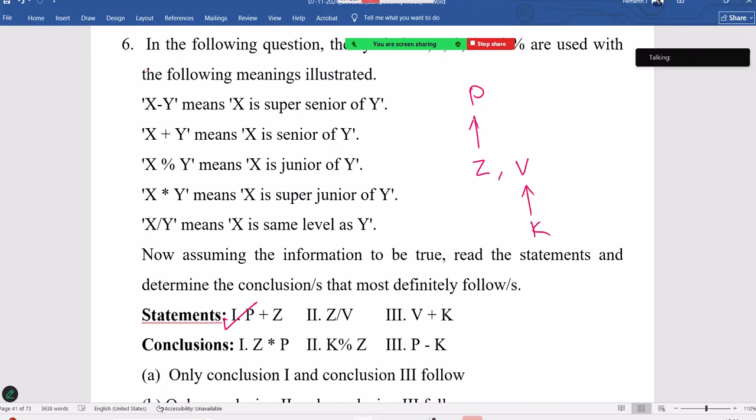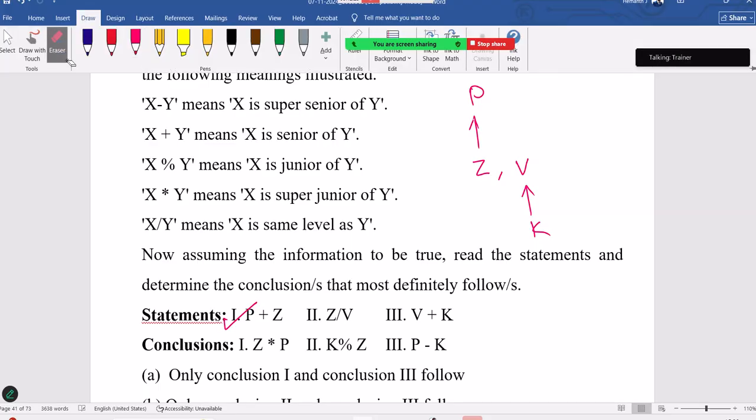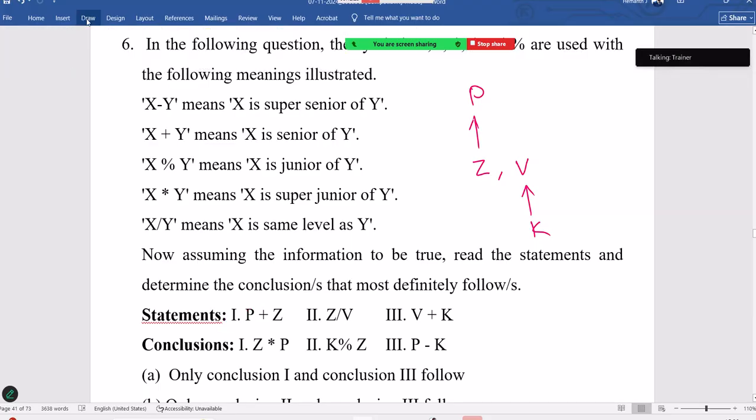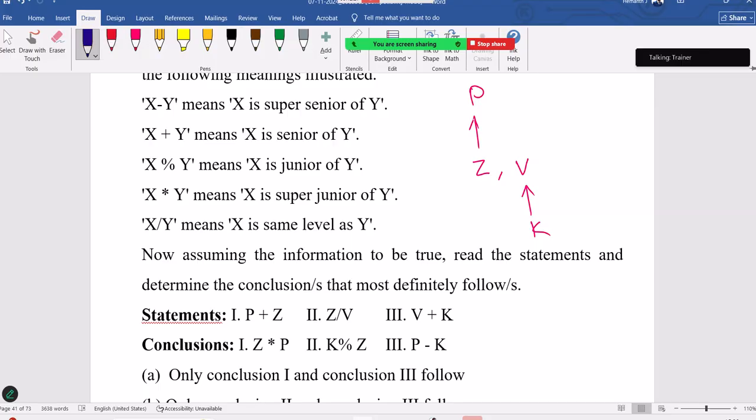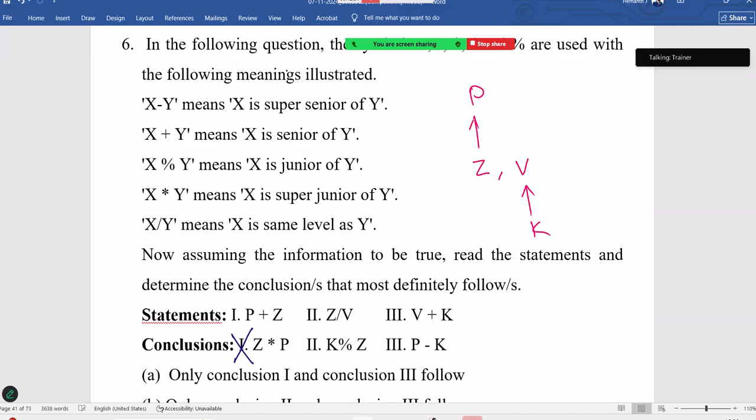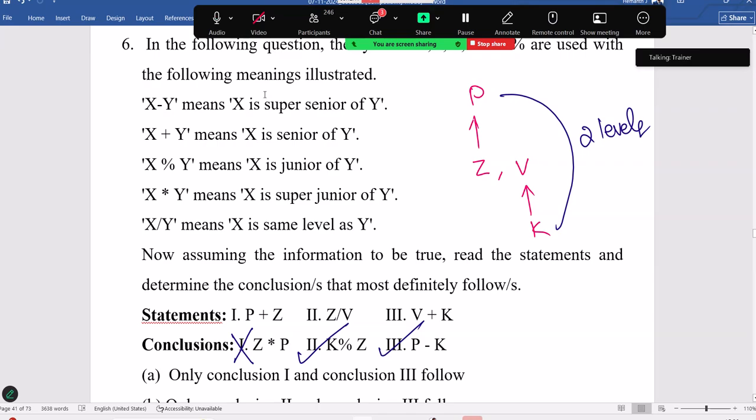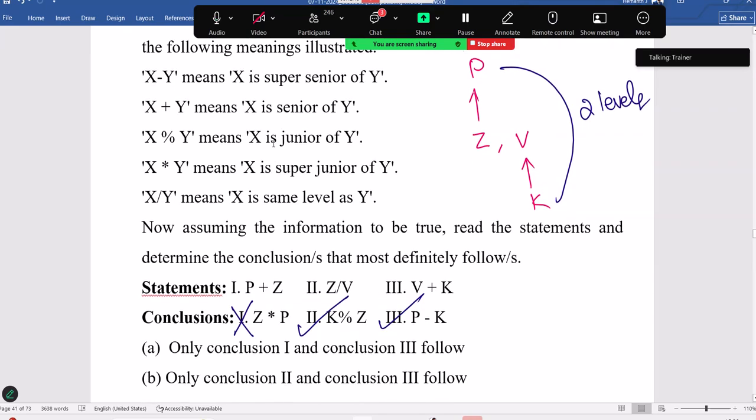Now, first conclusion, Z plus P. As per this, Z is junior of P. Here, Z is super junior is wrong. K percentage Z, K is junior of Z is correct. P and K, two levels are there. So P is super senior of K is correct. 2 and 3 follow. Answer is 2 and 3 follow.